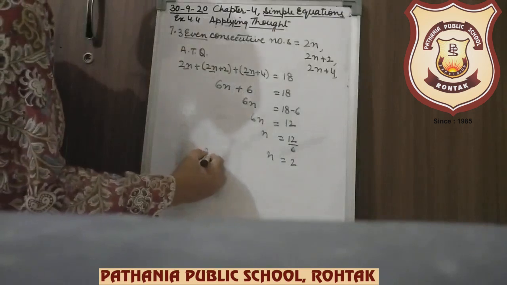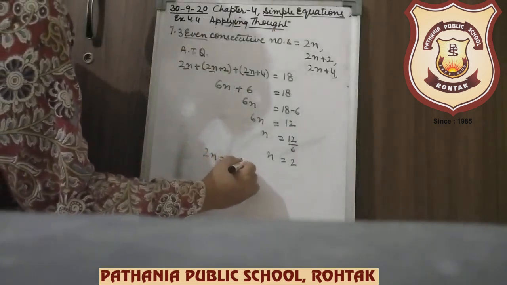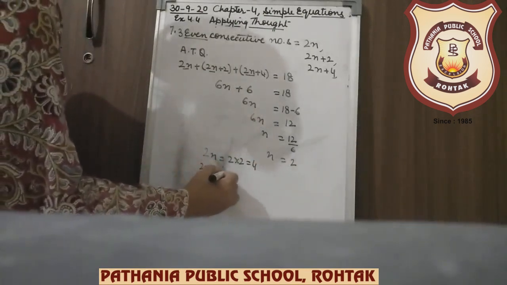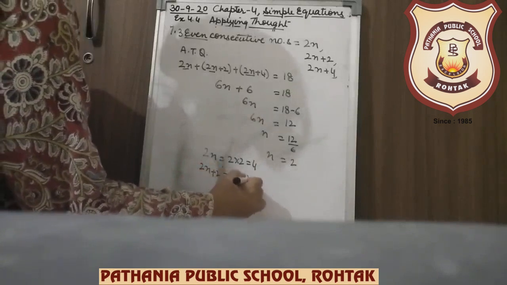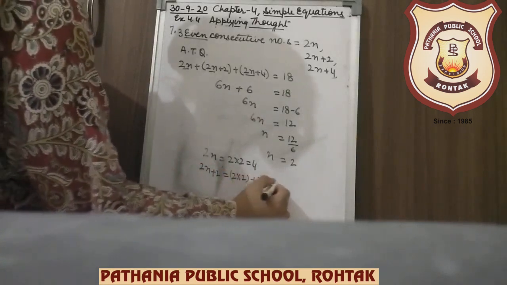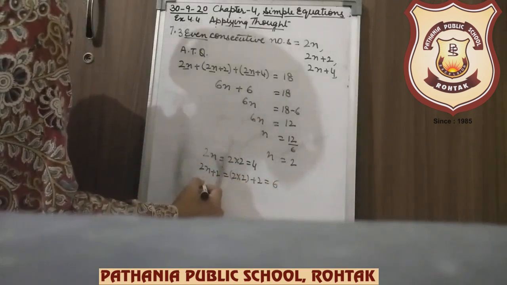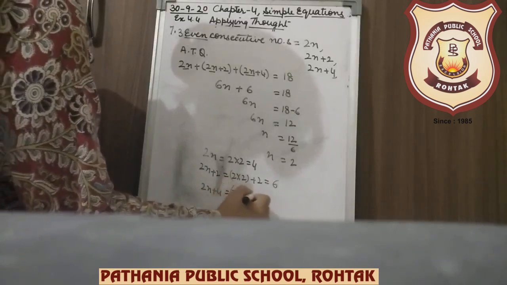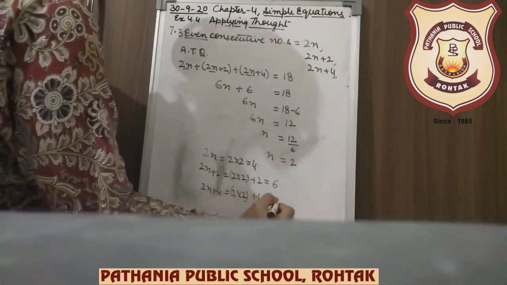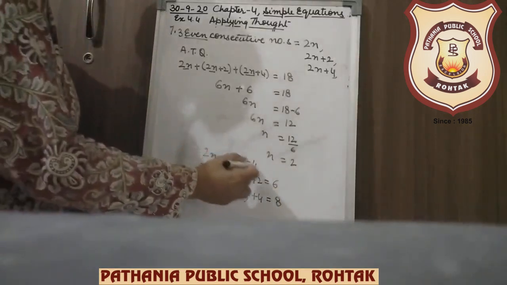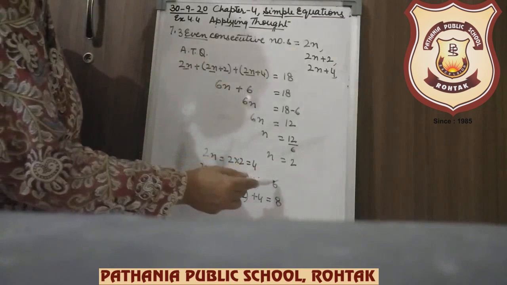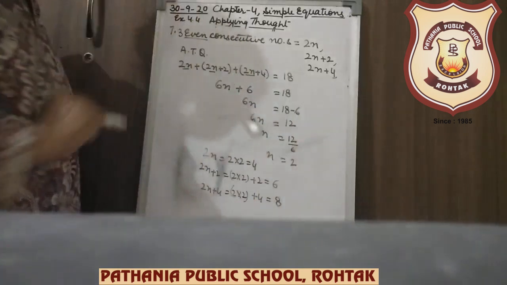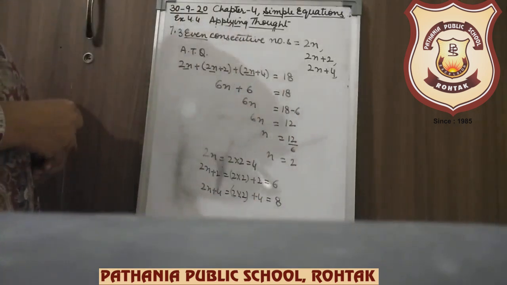Now first number 2n. 2 multiplied by 2, 4. 2n plus 2, 2 multiplied by 2 plus 2, that is 4 plus 2, 6. And 2n plus 4, 2 multiplied by 2 plus 4, that is 4 plus 4, 8. So all these are the consecutive numbers, and if you add these three even numbers, 4 plus 6 plus 8, 18. You can cross check your answer also.